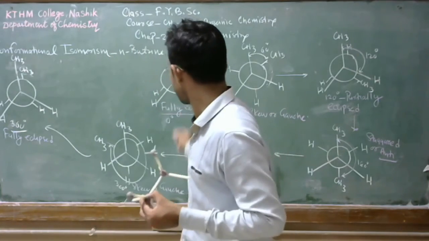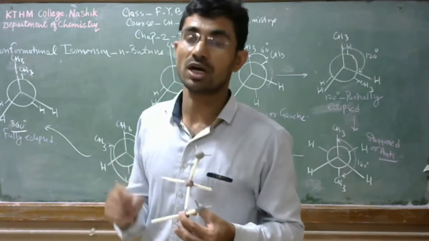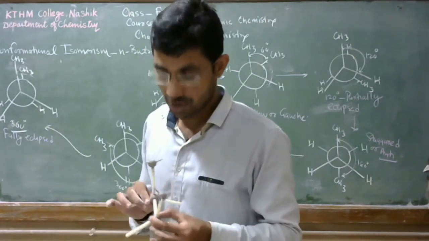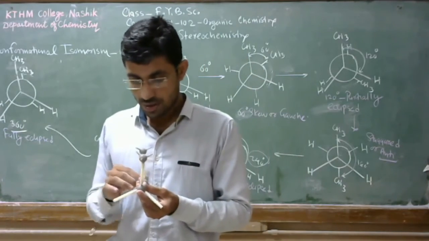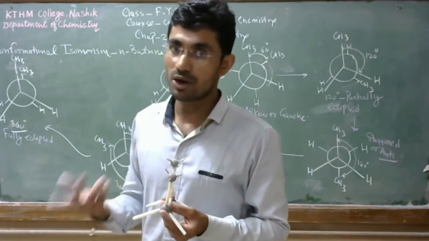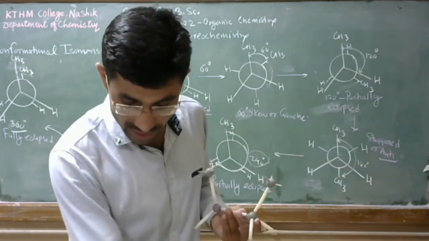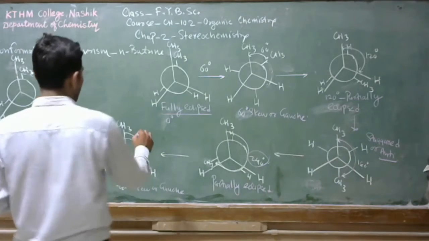So because of that, this is the fully eclipsed conformation. We can call this the most unstable, most unfavorable conformation of n-butane. Also, the methyl groups show steric interaction, and because the energy content of this conformation is very high, it is given as 4.4 to 6.1.